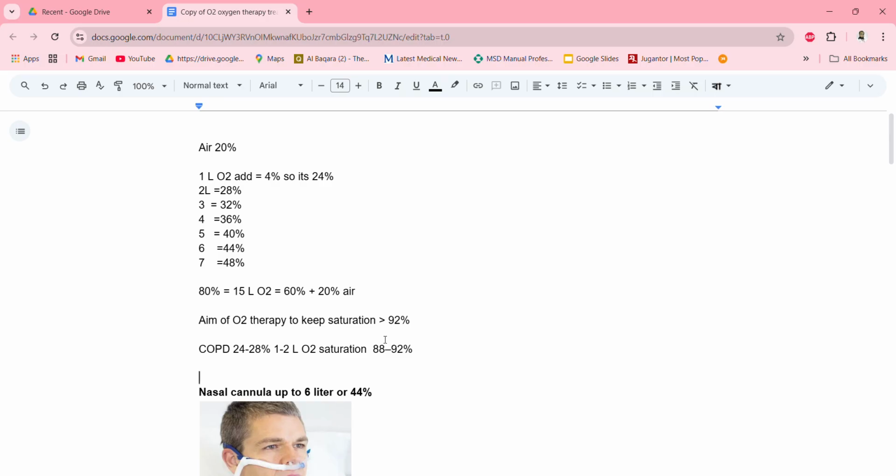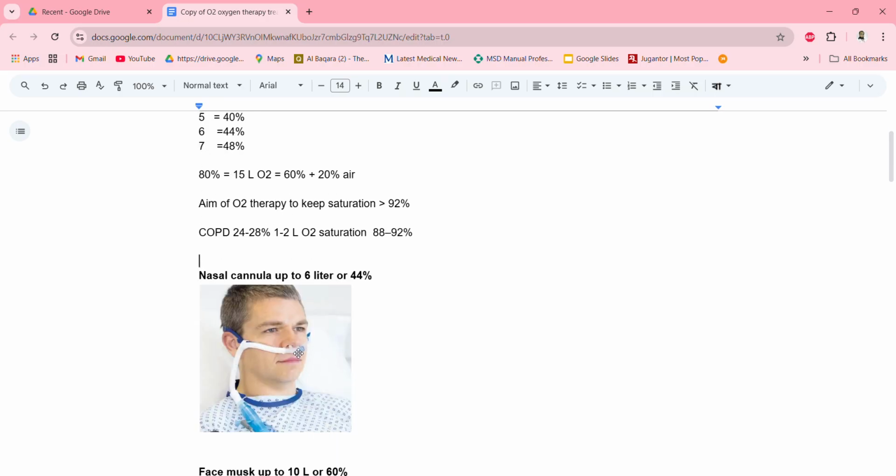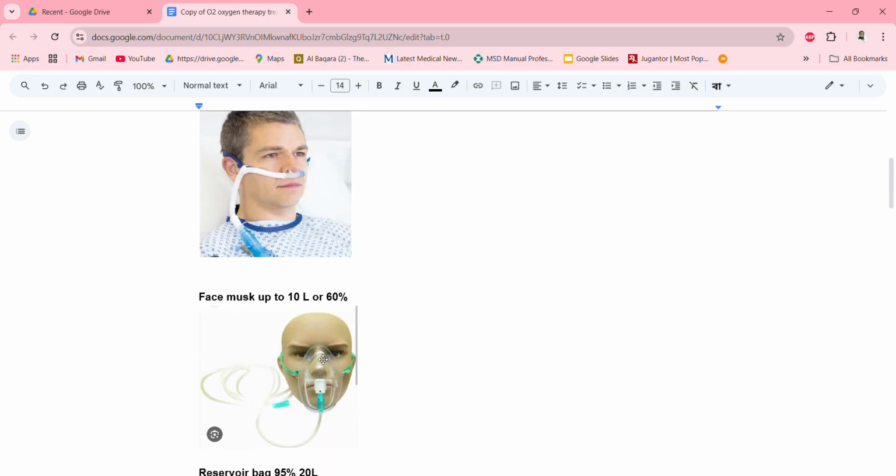So let us think about devices. Here it is nasal cannula. It can allow 6 liter of oxygen, that means 44% oxygen. 6 liter means 4 times 6 equals 24 plus 20% oxygen in the air. Okay, so nasal cannula 6 liter, it's okay. 6 liter means 44%, and face mask can allow 10 liter, that means 60%.